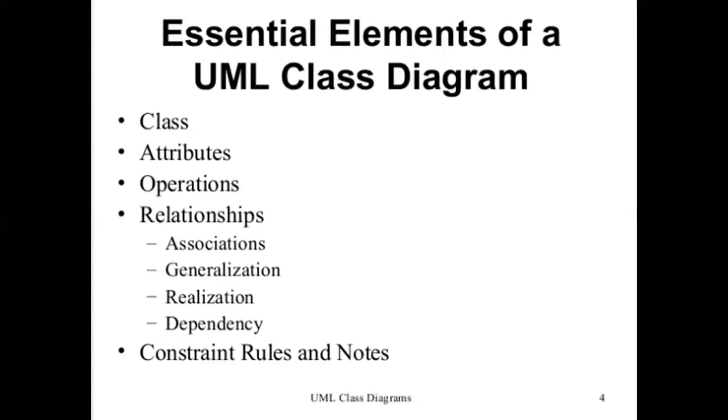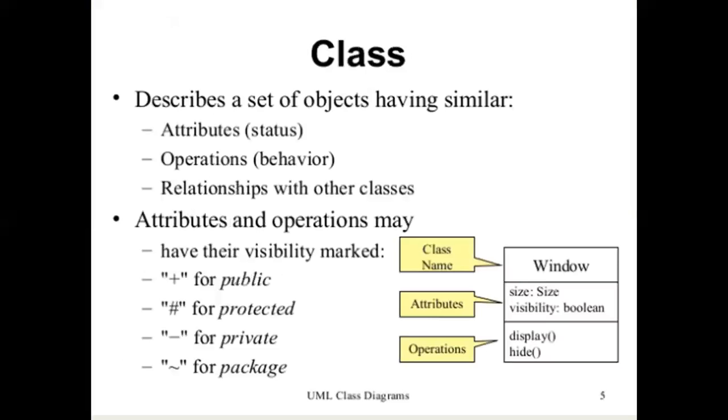First, the essential elements in the class diagram. First one, class. Second one, attributes. Third one, operations. Fourth one, relationships. There are four types of relationships. First one is association. Second one is generalization. Third one, realization. Fourth one, dependency. Next, we are discussing constraints, rules, and notes. Notes means comment lines.